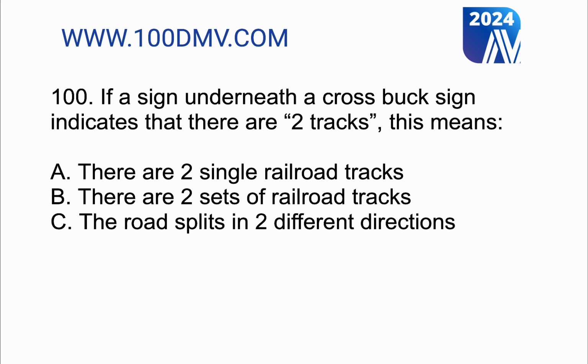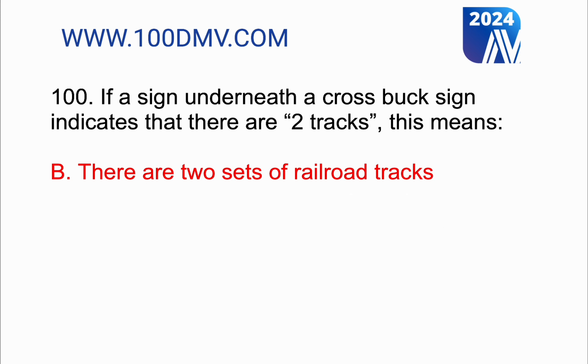100. If a sign underneath a crossbuck sign indicates that there are two tracks, this means: A. There are two single railroad tracks. B. There are two sets of railroad tracks. C. The road splits in two different directions. The correct answer is B. There are two sets of railroad tracks.